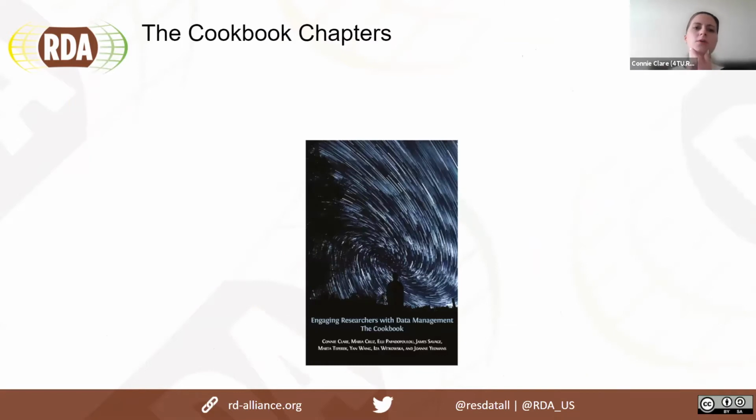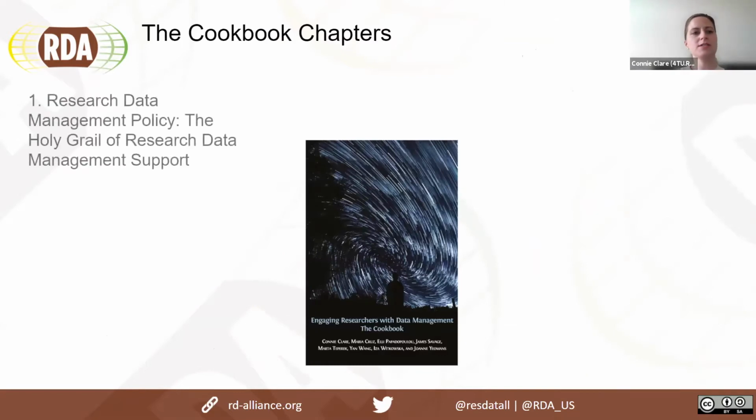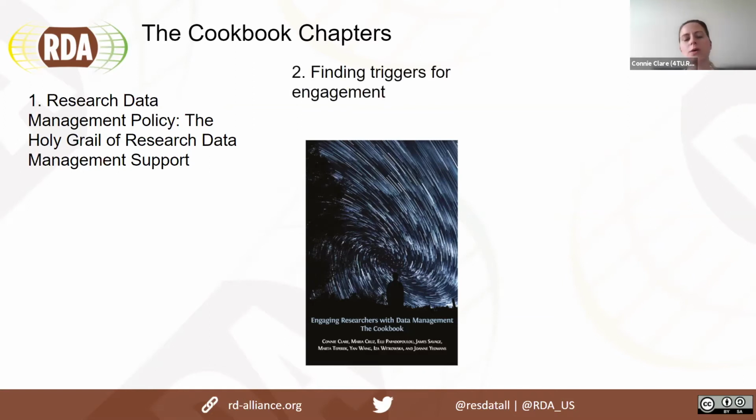So just to show you an overview of the cookbook chapters. The first chapter we have is on research data management policy, the holy grail of research data management support. This is like how to have RDM accepted within an institution. We also have a chapter on finding triggers for engagement. So this is like adapting existing policies and workflows that you have to try and engage researchers.